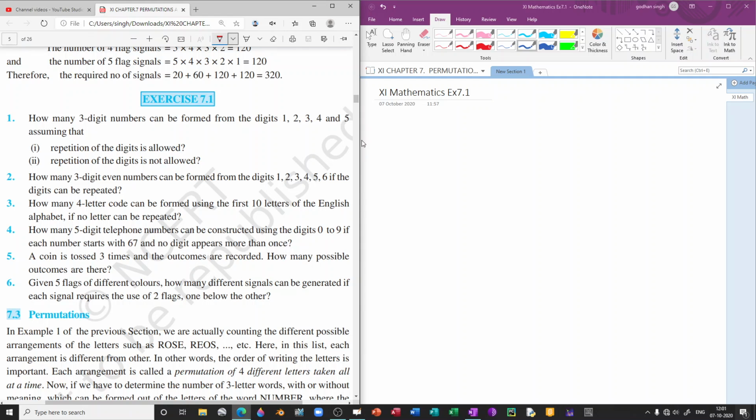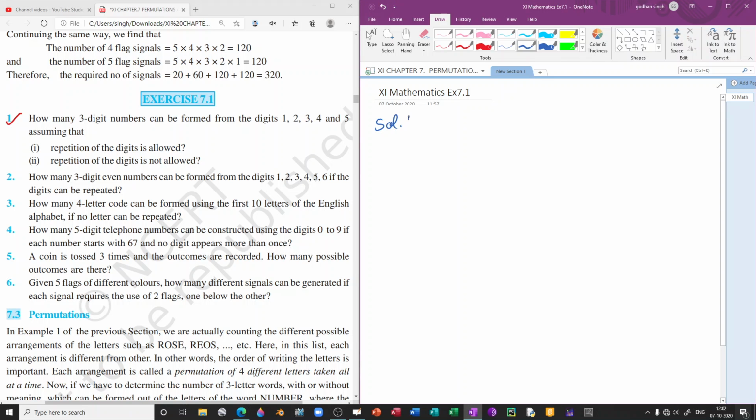Exercise 7.1. Question number 1. How many 3-digit numbers can be formed from the digits 1, 2, 3, 4 and 5? Assuming that first part, repetition of the digits is allowed, second part, repetition of the digits is not allowed. So let us solve question number 1.